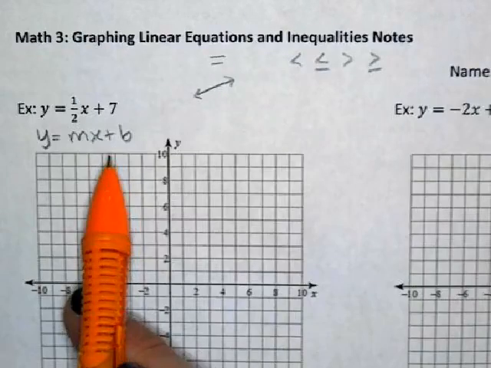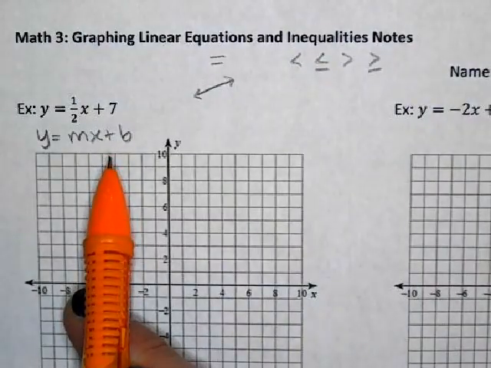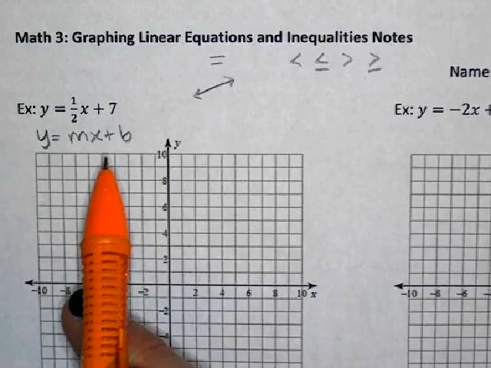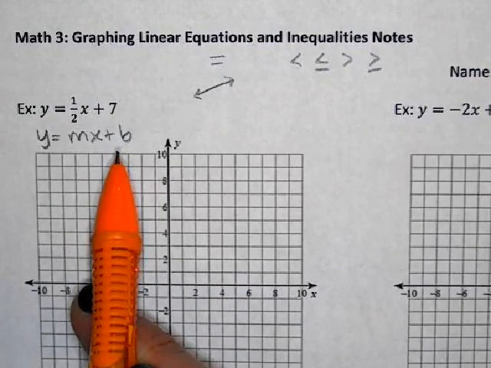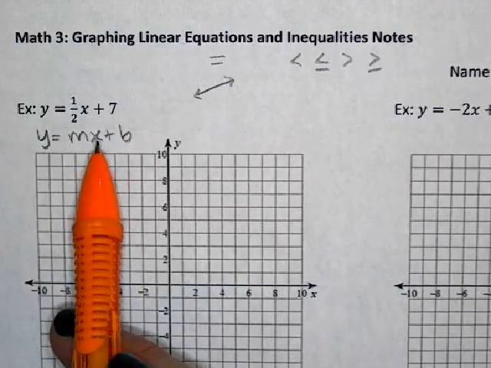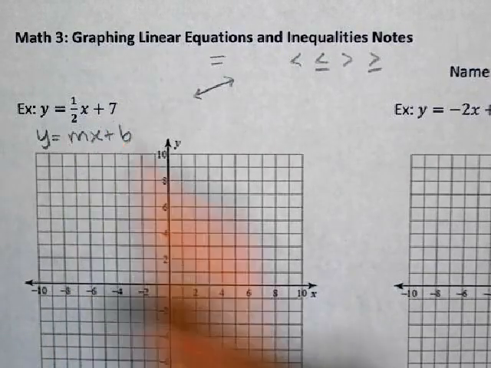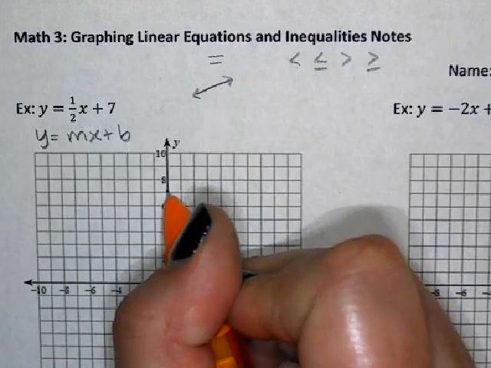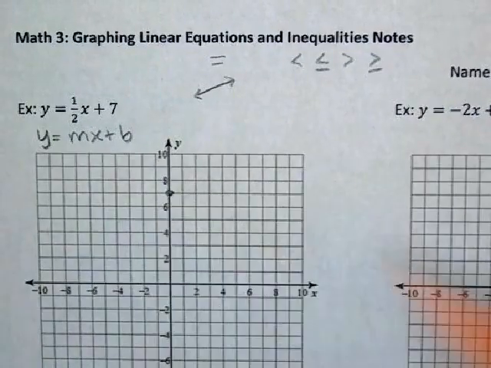Anyone remember what the number on the end is? It's your starting point. Yeah, it's your y-intercept. Sometimes they call it an initial value. So you draw it on the y-axis. So our starting point is 7, so we're going to go up to 7 on the y-axis, and we're going to put a dot there.